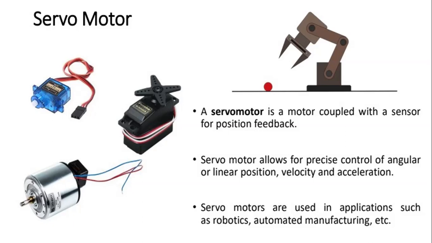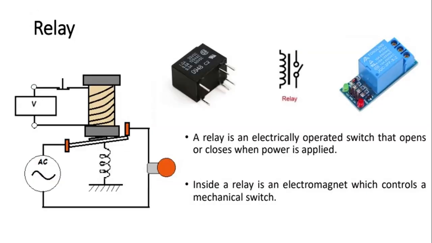The servo motor allows precise control of angular or linear position, velocity, and acceleration; this is a basic application and characteristic of the servo motor. Servo motors are used in applications such as robotics, automated manufacturing units, and many other applications. So this is about the servo motor, which is most important.